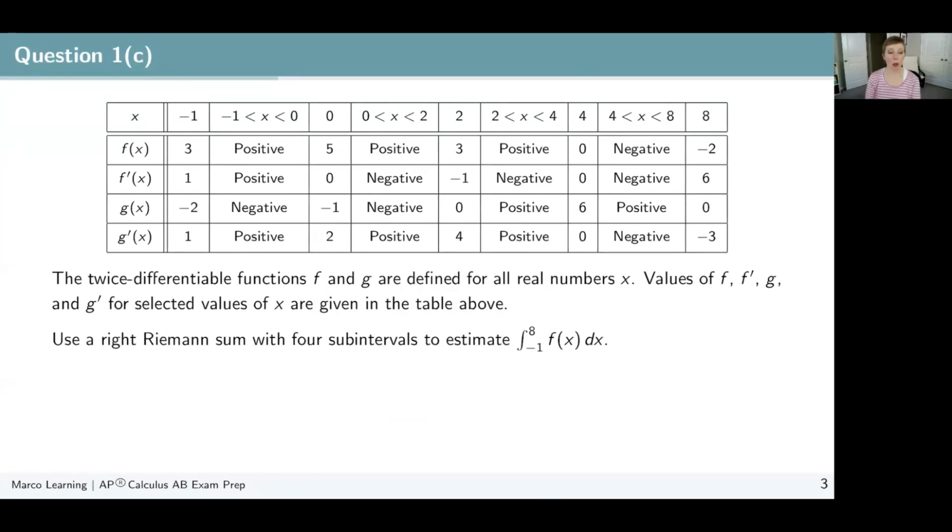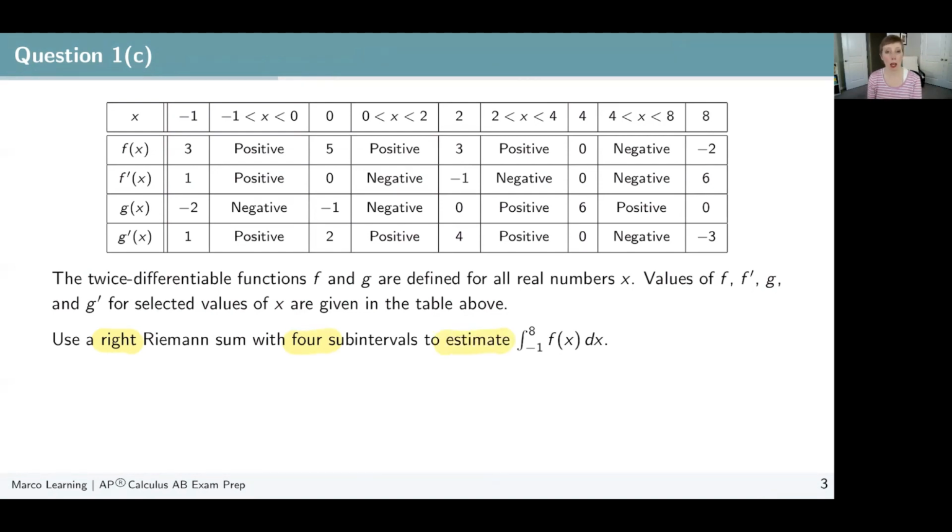The next part of this question asks us to use a right Riemann sum with 4 subintervals to estimate the integral of f dx on the interval from -1 to 8. So let's highlight some important parts of the instructions here. A right Riemann sum. We want to make sure that we do use the right y value at each of our endpoints for our subintervals. 4 subintervals. We want to make sure that we are using 4. And then estimate is another keyword here.